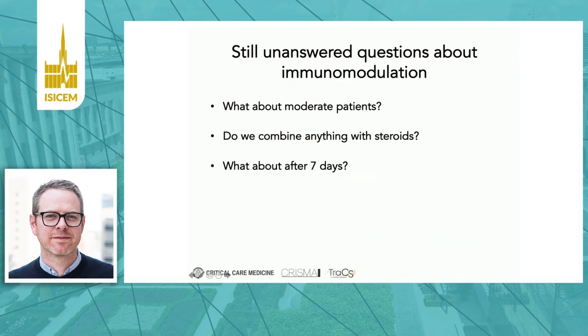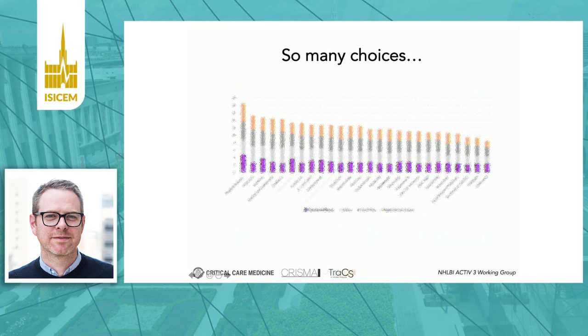What's the scientific rationale for giving a specific molecularly targeted treatment against one bit of the immune response when we're already giving a reasonably moderate to high dose of corticosteroids? In addition, the trials that we just discussed only gave treatment for about 7 days. And so what do we do afterwards? Is there any role for immunomodulation afterwards? So as you might expect, there's a lot of choices.